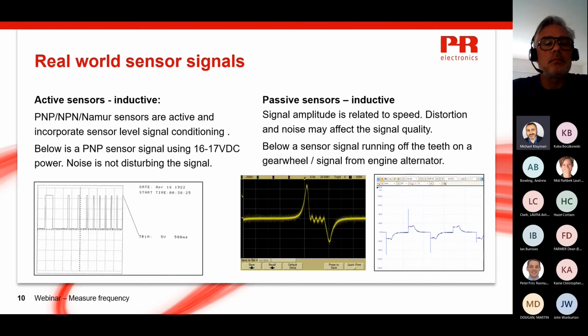The signal conditioning built into an active sensor creates a much cleaner signal. The signal shown on the left is from an NPN sensor, and to the right is a signal from a passive inductive sensor. The active signal is uniform and clean. No significant noise to disturb our trigger levels. The passive sensor is obviously not a perfect sine wave signal.